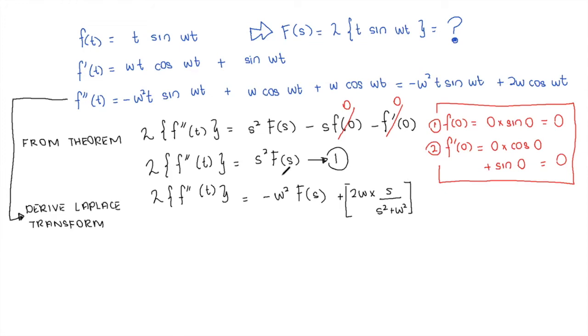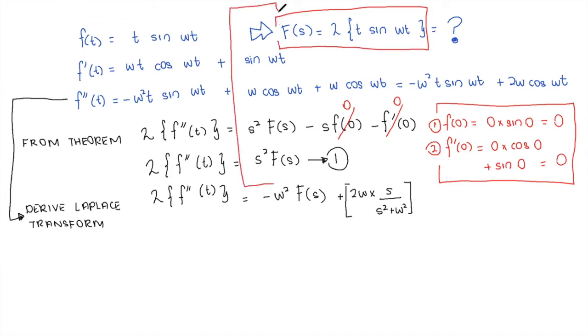Now I would like to highlight here that F(s) is basically the Laplace transform of t sine omega t, which we defined earlier on, so we substitute it here, whereas s over s squared plus omega squared is the Laplace transform of cos omega t, which we can derive from the basic Laplace transform table. So let's call this new equation, the Laplace transform of the second order derivative, equation number 2.